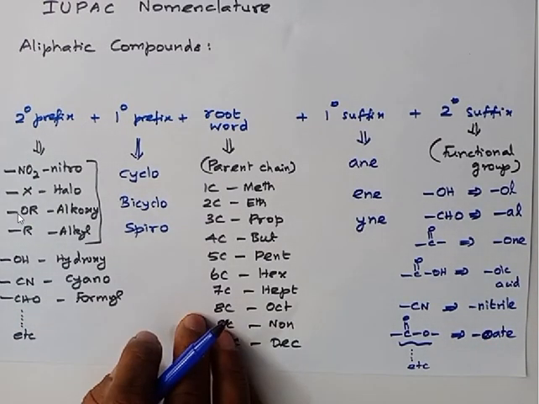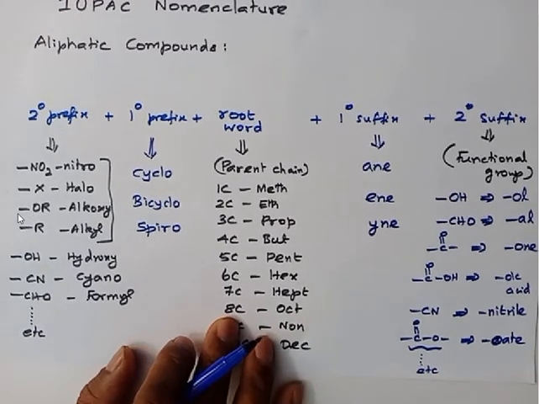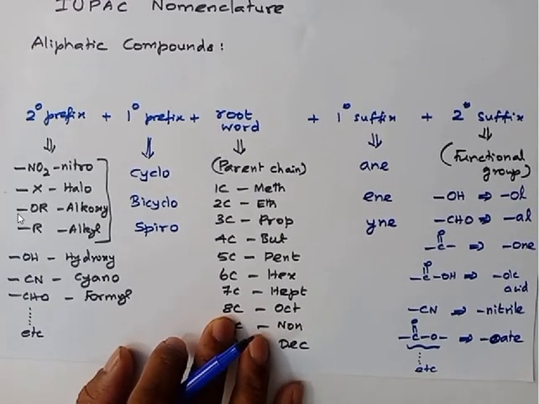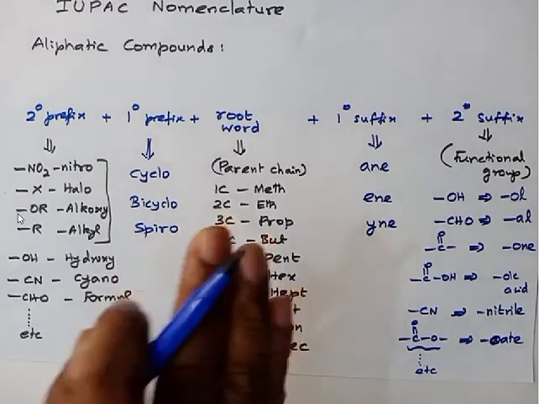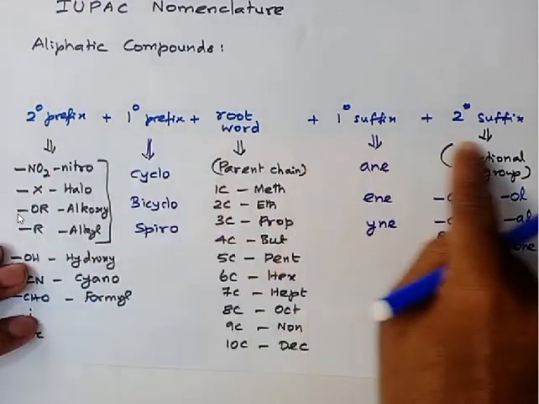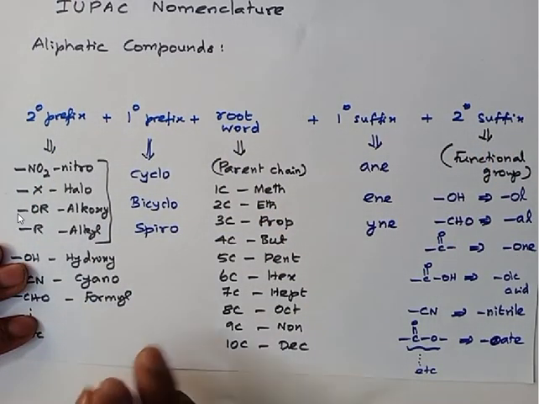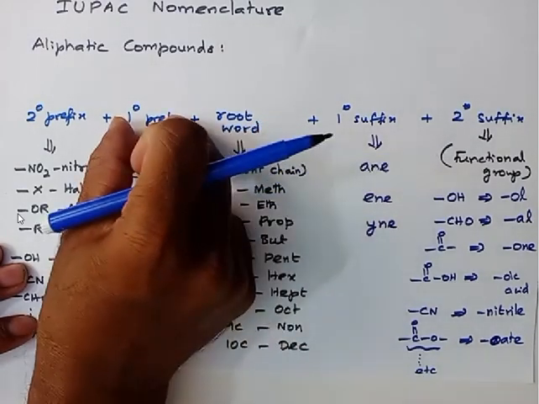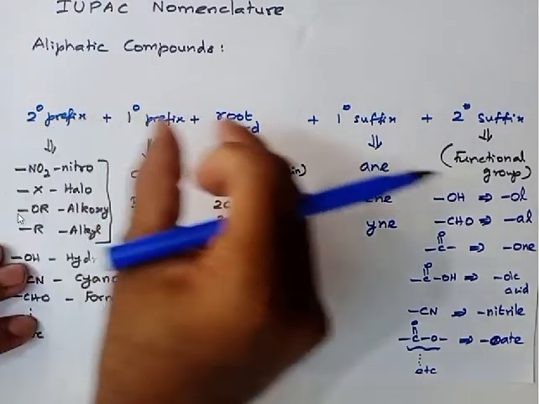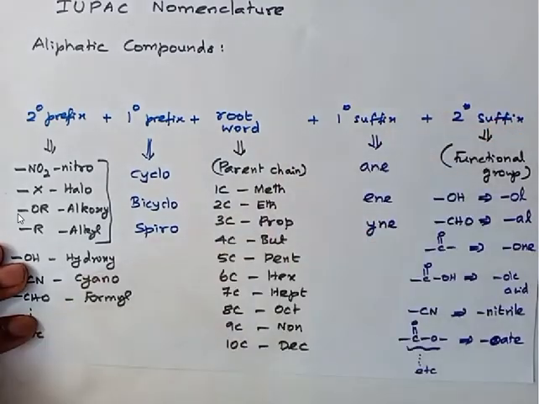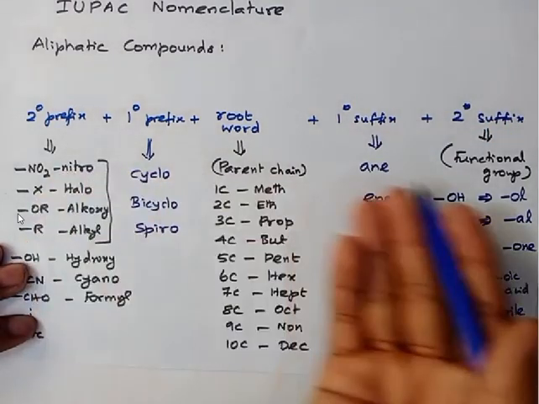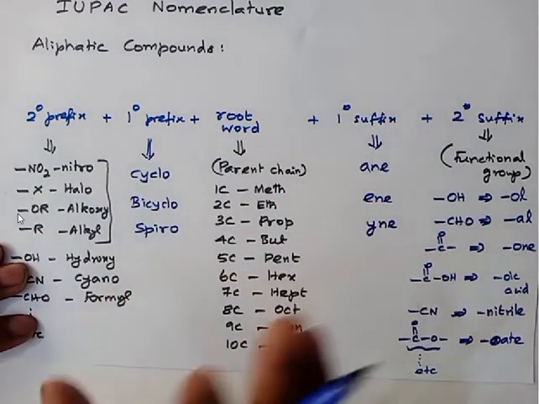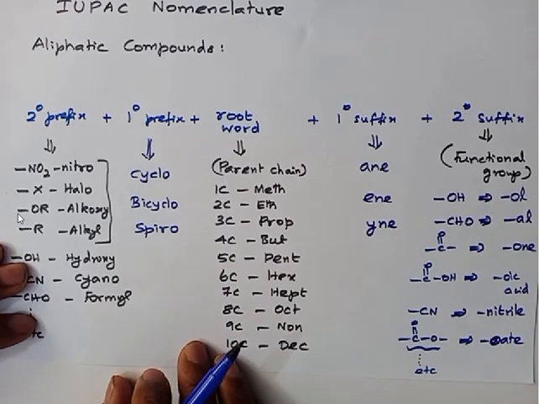So the IUPAC name of a compound in general contains these five parts: root word, primary prefix, secondary prefix, primary suffix, and secondary suffix. These are all the pieces of information we get from the name of the organic compound.